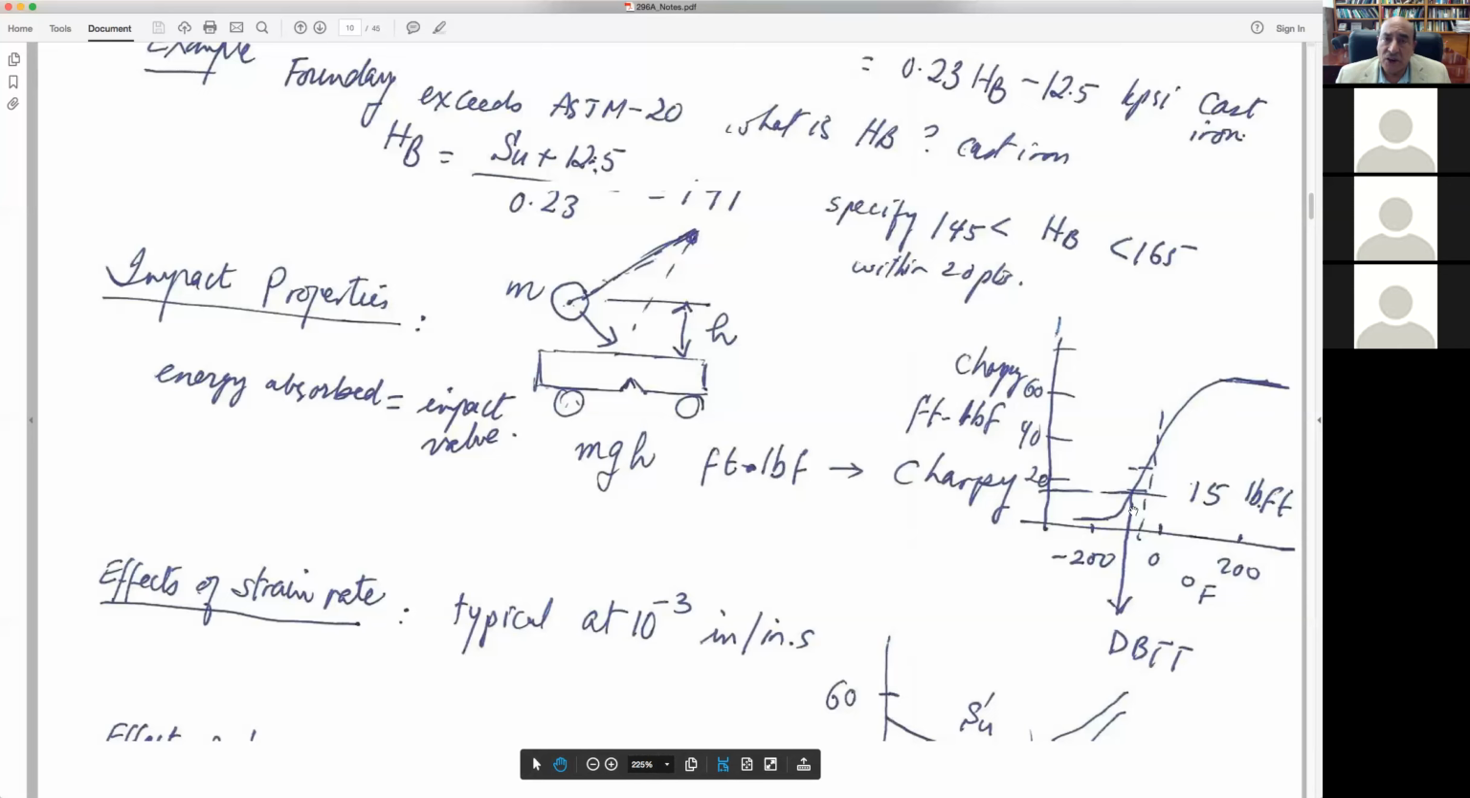So hopefully, all of our components will have a very low value of DBTT, meaning that they have enough fracture toughness or enough impact energy characteristics at normal operating temperatures. Obviously, if we are working in a very cold climate, like in the Arctic, then we must have a DBTT that's extremely low so that we don't have brittle behavior.